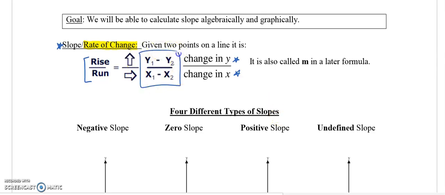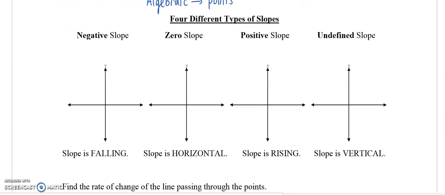This right here, that's the algebraic definition. So if you're ever given points, we use that definition in order to find the slope. Later we call it m, so if you ever see that variable in a formula, that's usually going to represent our slope. When it comes to slopes, a slope is just a number, but there are four different types of numbers that you could have as a slope.